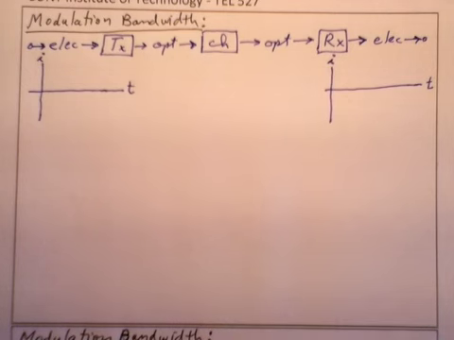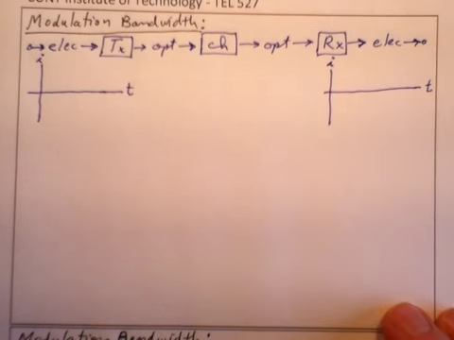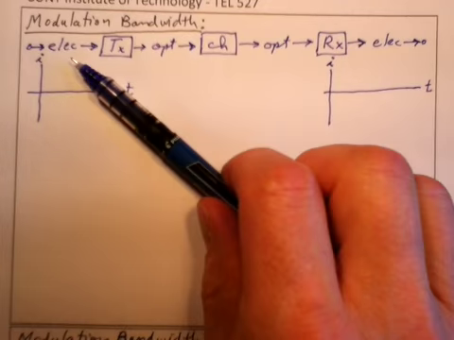Okay, so I'm going to talk about a topic in Chapter 3 called Modulation Bandwidth, and I'll try to show you this clearly. I'm redoing a couple videos here, and so what I want to do is start with sort of a general picture of our optical system.